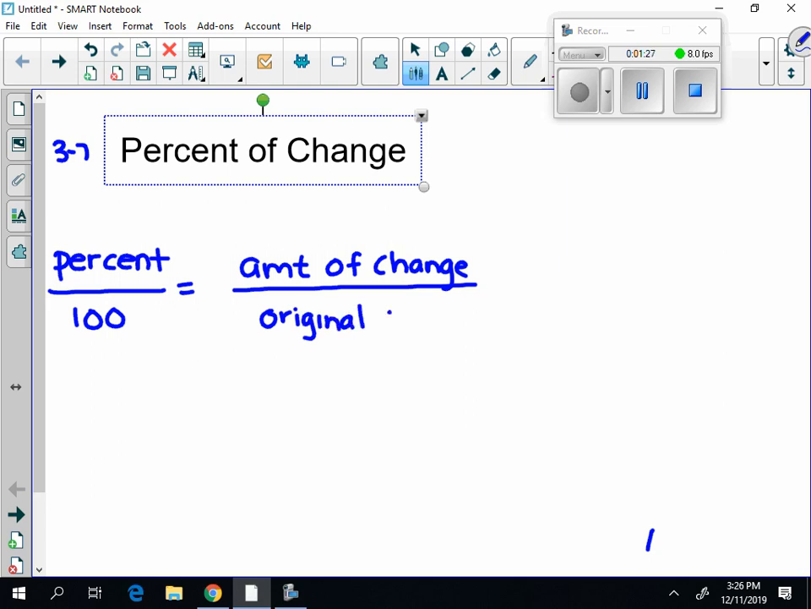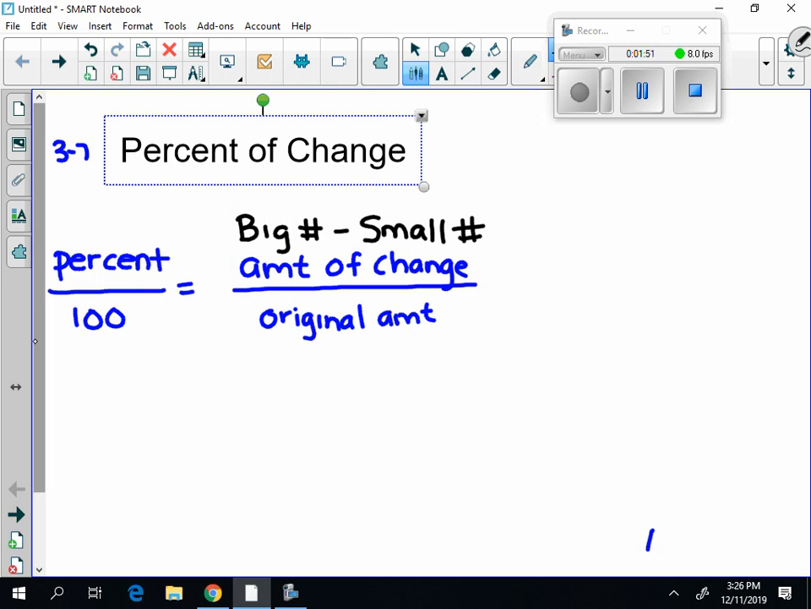Okay. So what this means in terms of the amount of change, you always take the big number and you minus out the small number. That's how you find the difference of the amount of change. Okay? Big number minus small number.